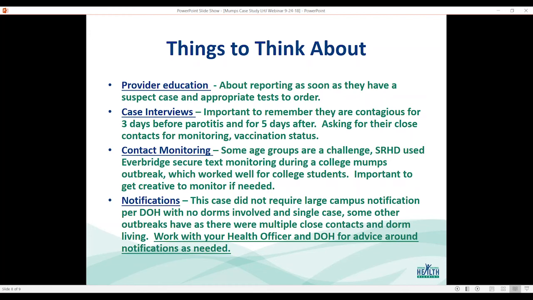Remember that the health officer does have the authority via the WAC to implement exclusions in outbreak scenarios if it is deemed necessary. That was not the case here, but this case could have gone very differently, and cases could have begun to spread, as we have seen across the country in other college mumps outbreaks, especially when it's related to dorm living or social life spread. So how wide to spread notifications and when or if to use exclusions are important topics to consider with your health officer and those agencies involved.